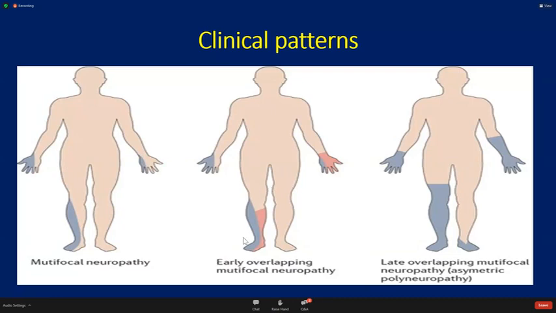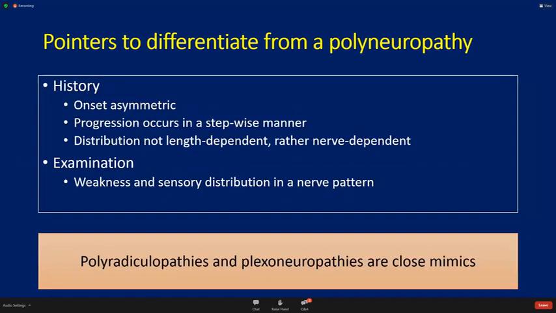But when they continue to progress, at one point, they may have a relatively symmetrical appearance, but this is not as a confluent or overlapping multifocal mononeuropathy. So this may look like a polyneuropathy unless we specifically ask the history to differentiate it. So what you want to know is how was the onset and how asymmetric was the onset. So if we have the initial history being multifocal and asymmetric, we know that it is not a polyneuropathy, it is a mononeuropathy.